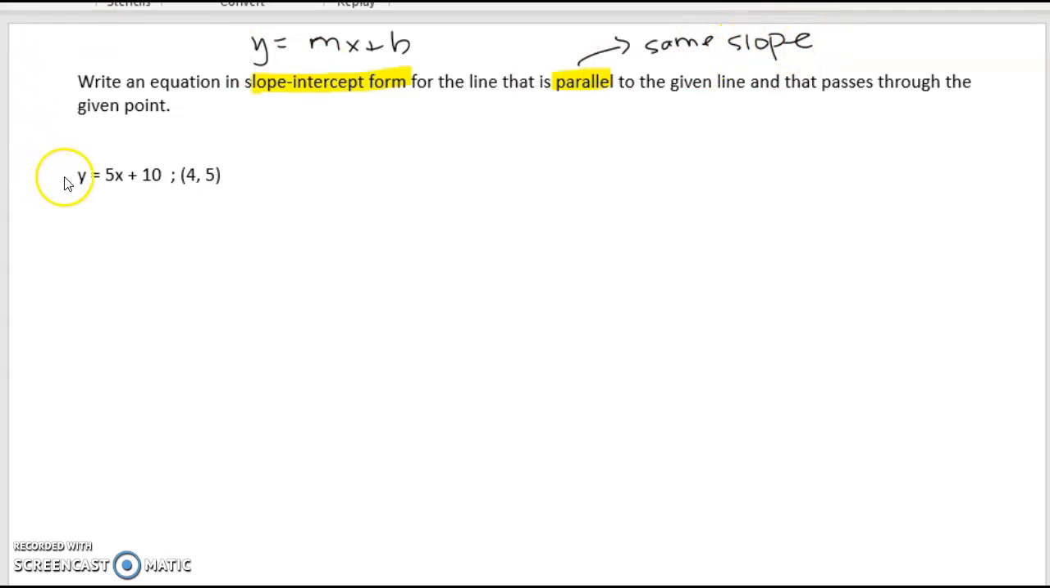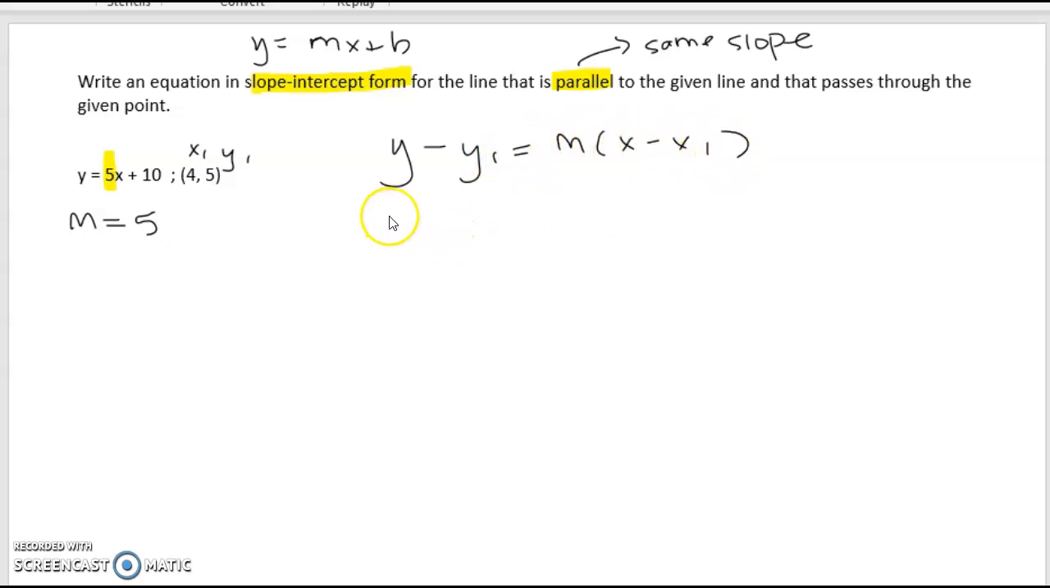So the first thing I need to do is to explore in this equation what the slope is. We know y equals mx plus b, m is my slope. So I am looking for a line that is going to have a slope of 5 because I need it to be parallel. I need it to have the same slope. And then we want our line to go through this point 4, 5. So I have an x1 and a y1. So like we are familiar with, we will use our point slope formula, y minus y1 equals m times x minus x1. And we just plug in all of the pieces.